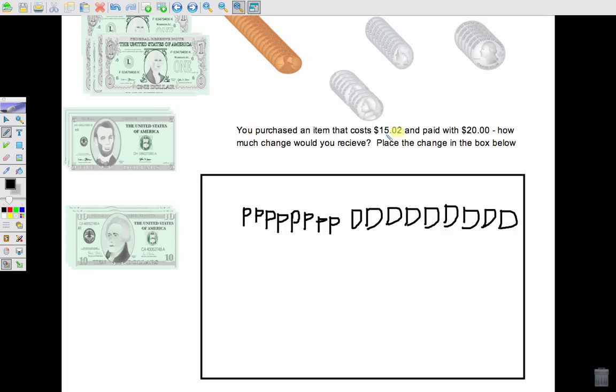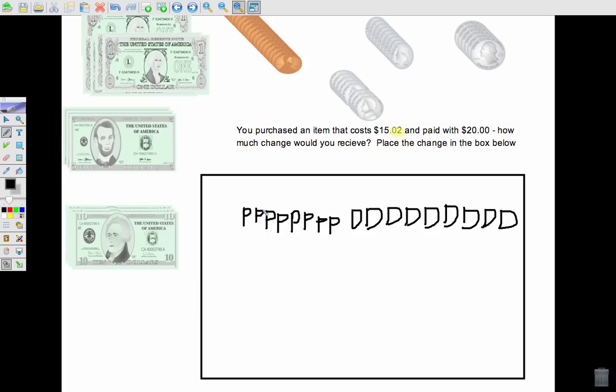So do I have $15 or $16 now? If you said $16, you're correct. Remember, we started with $15, but this 2 cents and all these pennies and dimes actually adds up to another dollar. So I'm up to $16.